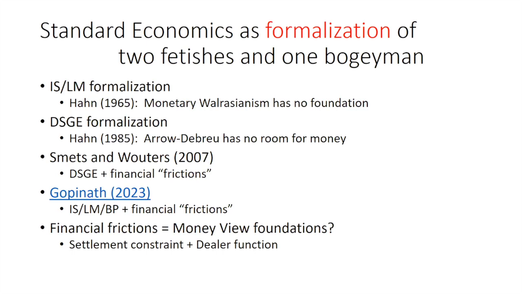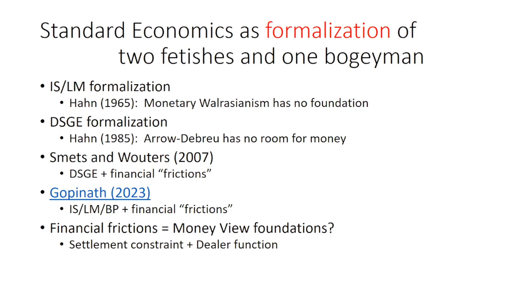And yet, this is the workhorse. This is the high theory accepted sort of universally. So what do you do if you have a theory like that and you're trying to give advice to central bankers? You add friction. So that's what Smets and Wouters does at the high level.